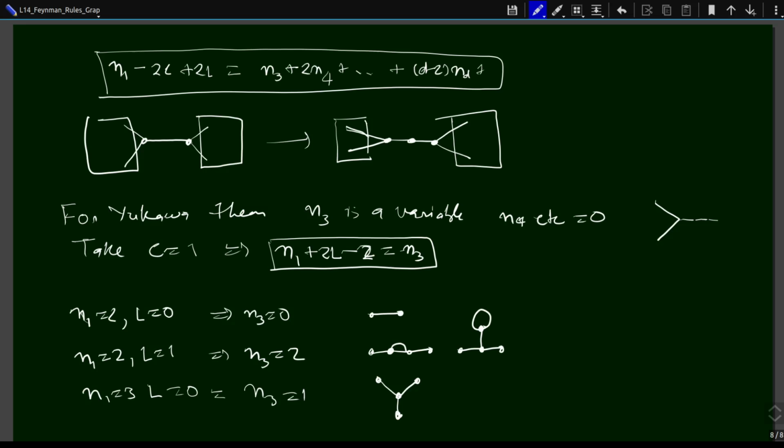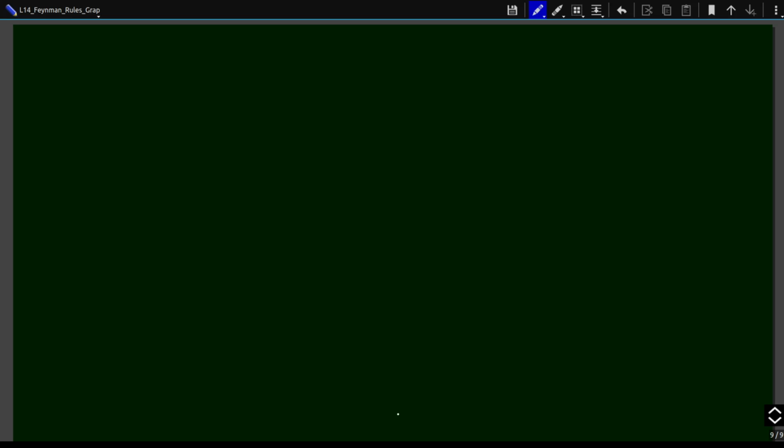So what is this diagram? This is like two fermions going into a scalar, or a scalar decaying into two fermions. So this is a kind of decay process. No scattering process, but decay process. Now, before going to n4, let me still continue with n3.